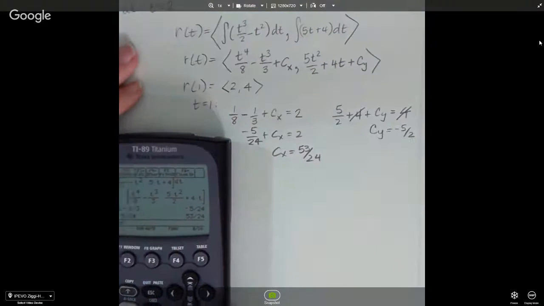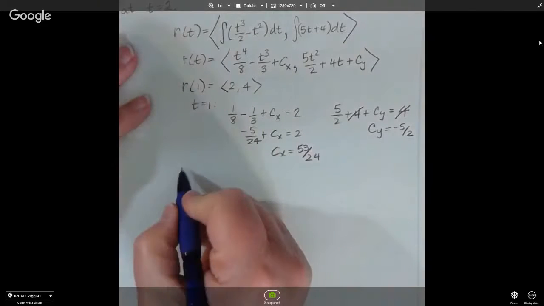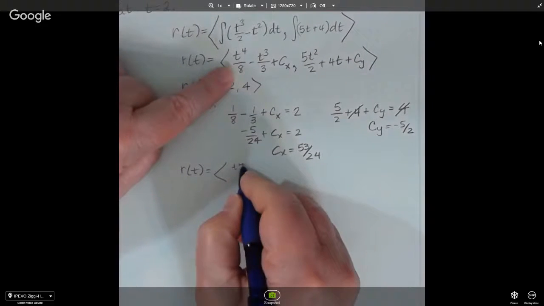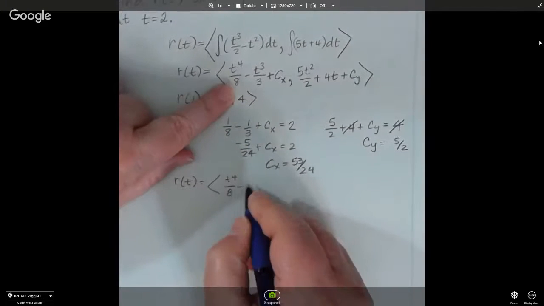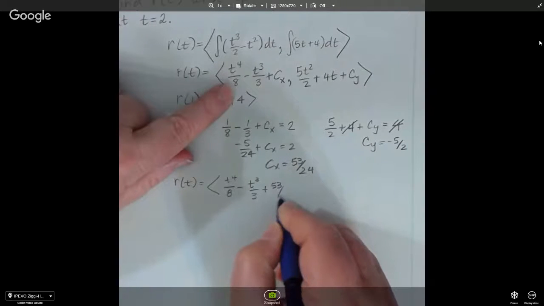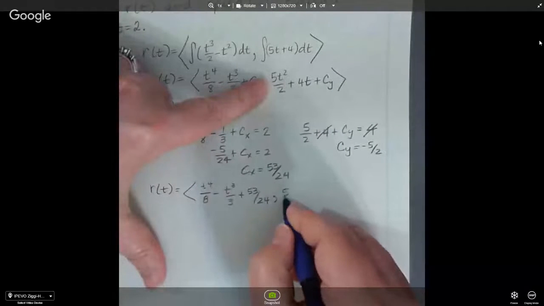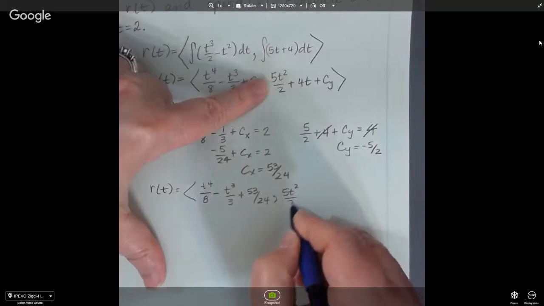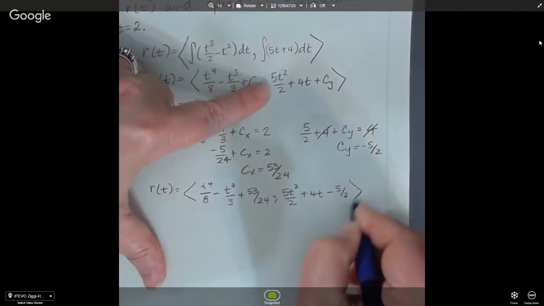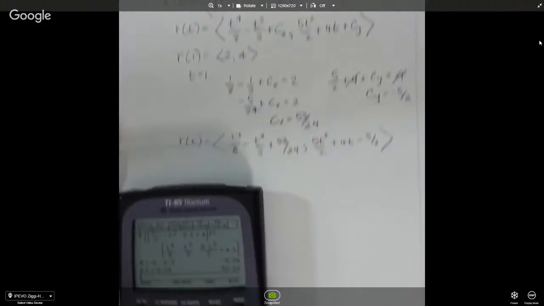So I can rewrite my position function then as r of t is equal to t to the fourth over 8 minus t to the third over 3 plus 53 over 24, my beautiful number. And the y component is going to be 5t squared over 2 plus 4t minus 5 halves. All right, now we're going to verify that this is right, because I'm going to let t equal 1 on my calculator here.